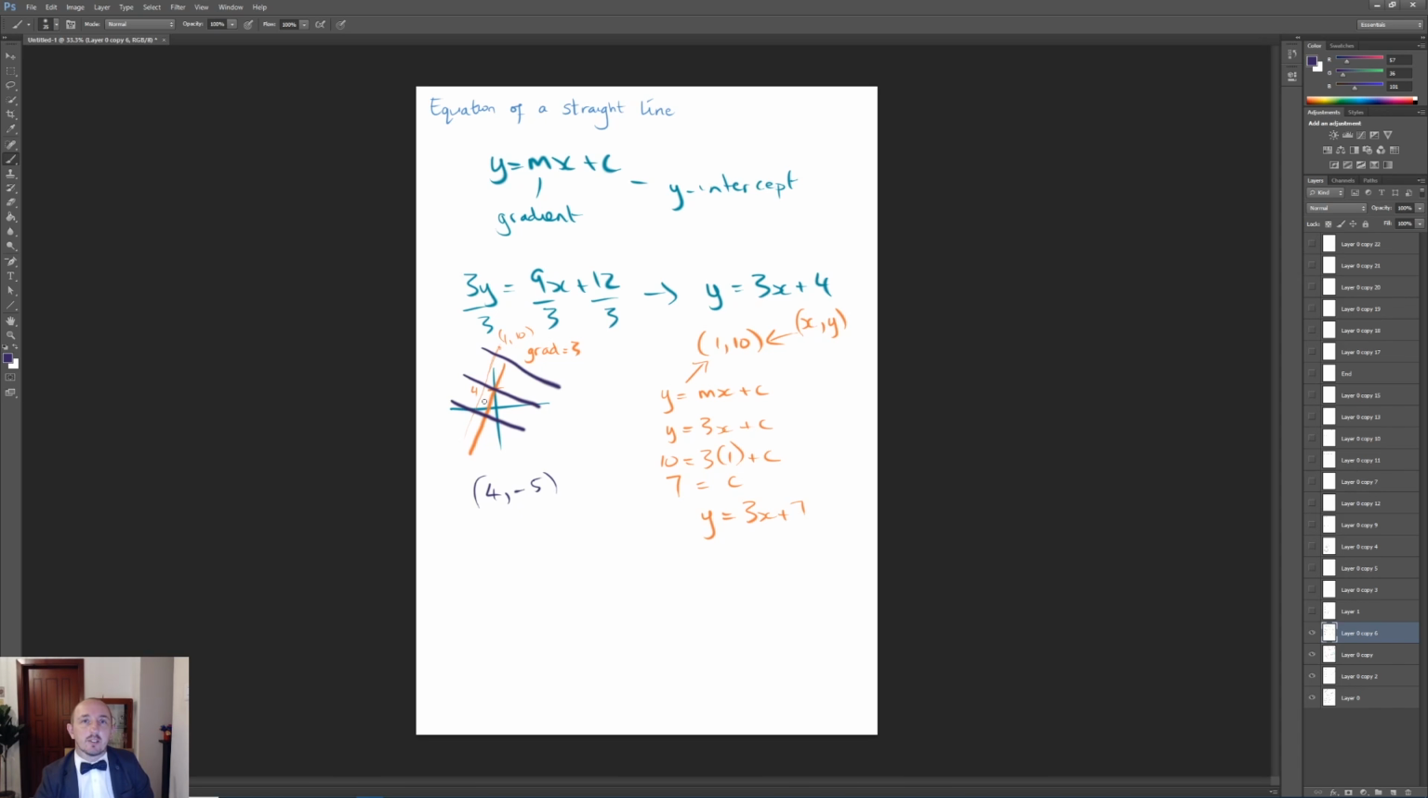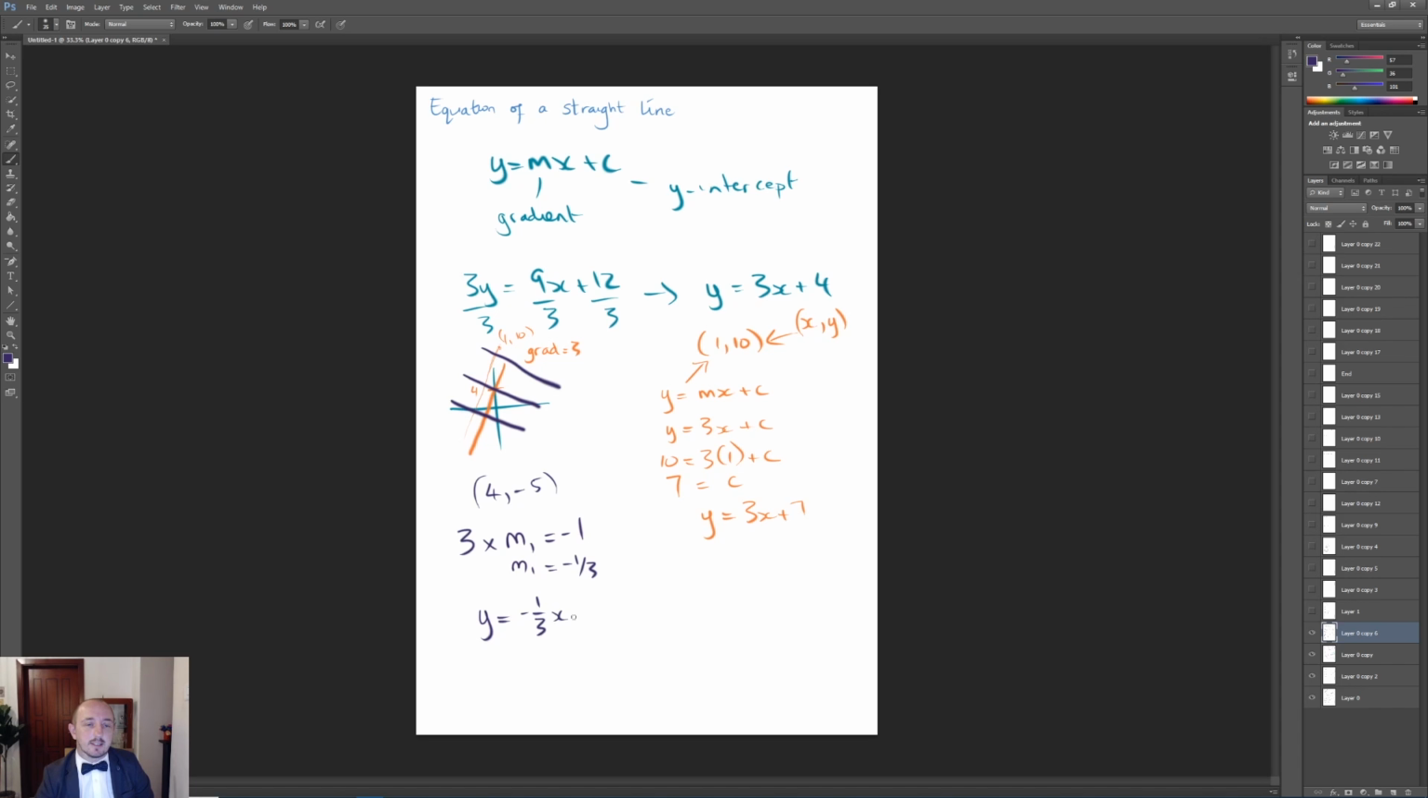We also need to know the gradient of the perpendicular line. So the gradient of the orange line was 3, and we multiply it by the perpendicular gradient, and it gives us minus 1. So the gradient of the second line is minus 1/3. If you ever have to prove that two lines are perpendicular, you simply multiply their two gradients together and you get negative 1.